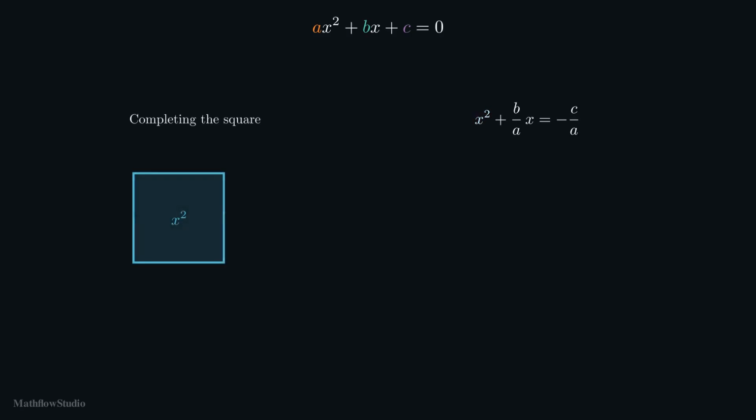Picture the left side as area. A square that is x by x gives x squared. The b over a times x term splits into two equal strips, each of width b over 2a. Those strips leave one corner missing, a small square of side b over 2a.